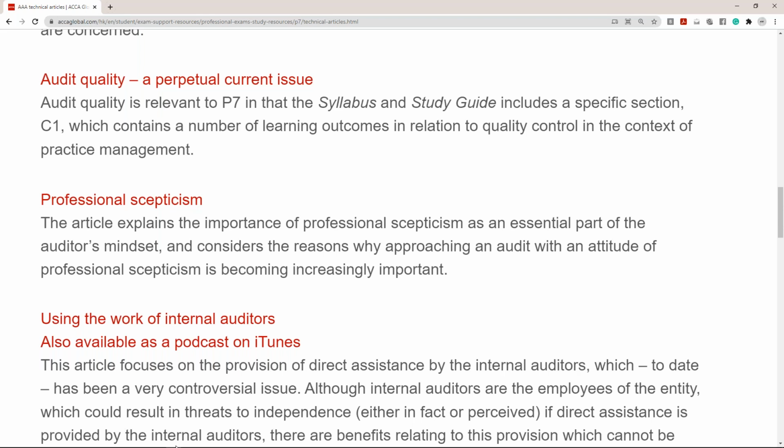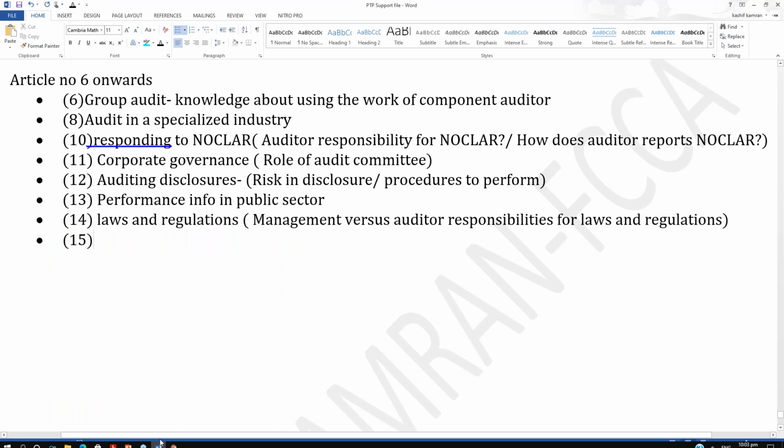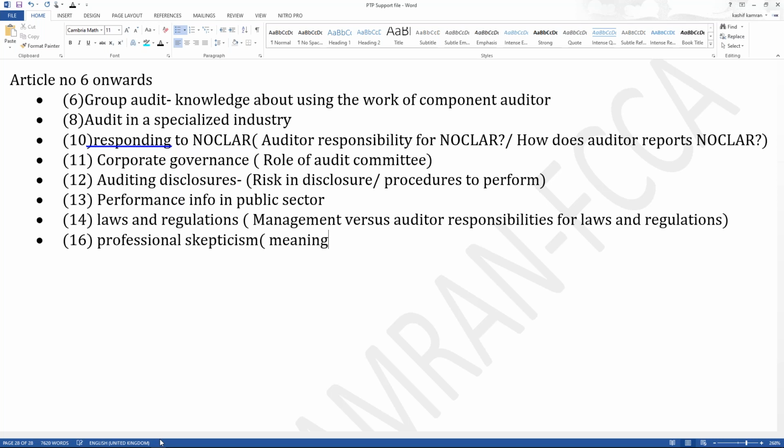Professional skepticism, wonderful. You should read this article. You should know the importance of professional skepticism, and you should know the meaning of the term from this article, right? So the 15th is skipped. We come to the 16th. Professional skepticism. This is the 16th article from the top of the website. When you're reading this article, you should know the meaning and the importance of professional skepticism. It has come in past papers, very old past papers, I think 2014. The examiner used to ask the meaning and importance of professional skepticism. 17th article.